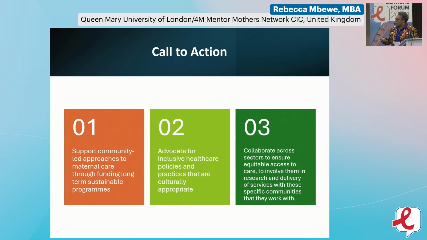And then the third one is to collaborate across sectors to ensure equitable access to care and involve them in research and delivery of services with these specific communities that we work with. I think one of the things we always advocate for is that research should have the meaningful involvement of migrant women or people with a lived experience, because then that informs whatever the outcome is, and then it's worth doing at the end of the day. There's no point in producing stuff that people aren't going to use.